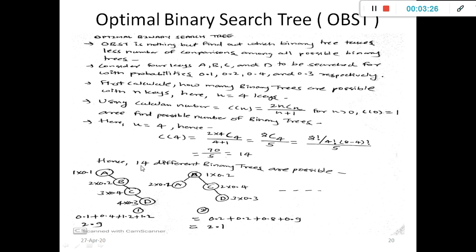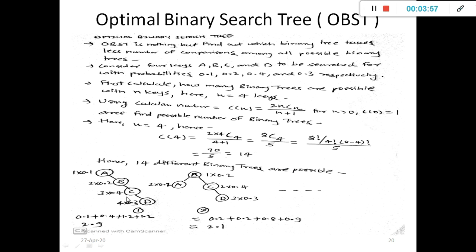But generating all these 14 different binary trees, calculating their average number of comparisons and finally choosing the optimal binary tree is very time consuming. That's why we apply dynamic programming, which gives a better way to directly generate the minimum cost or optimal binary search tree, which we can discuss in the next example.